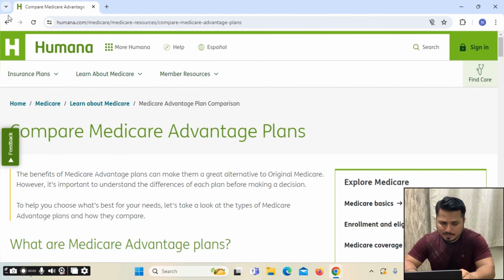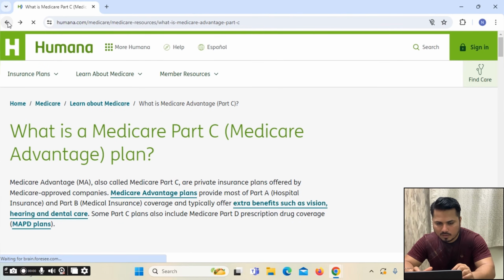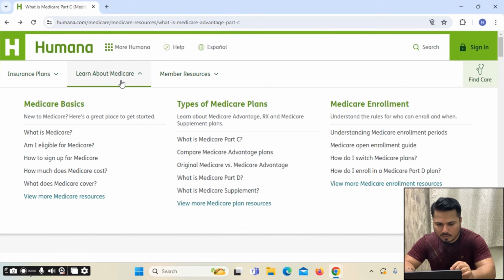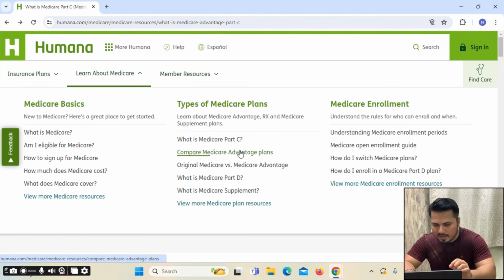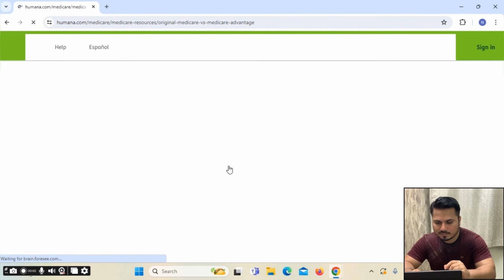Let's go back. All right, let's go back. Superb. So we are on this page right now. Okay. So now we know what Medicare Part C is. We have compared Medicare Advantage plans. Now let's do original Medicare versus Medicare Advantage, a kind of comparison. Let's click here and see the options.